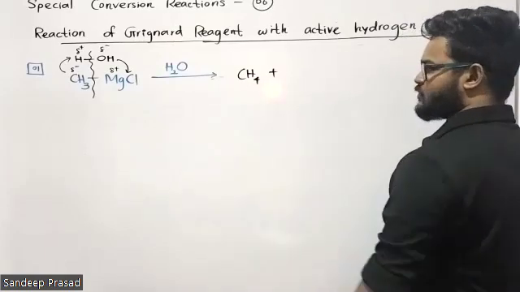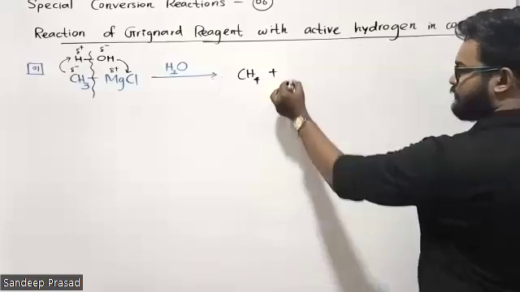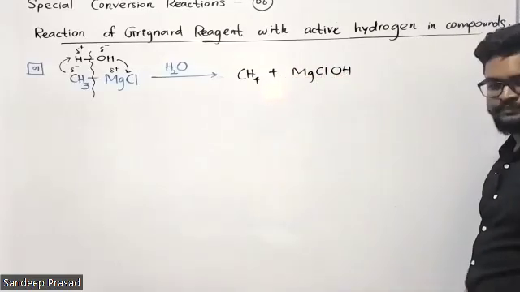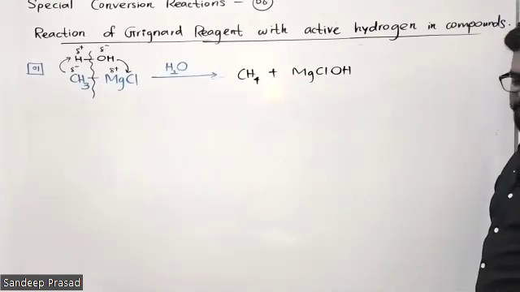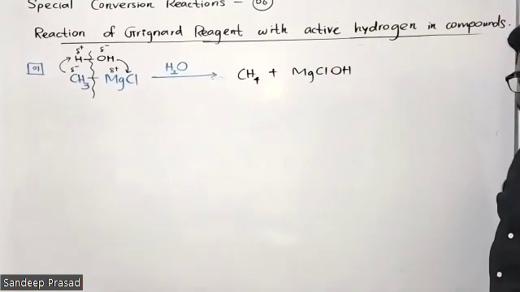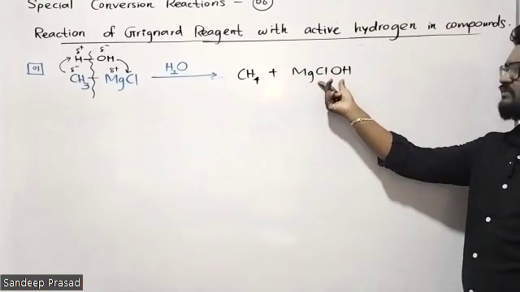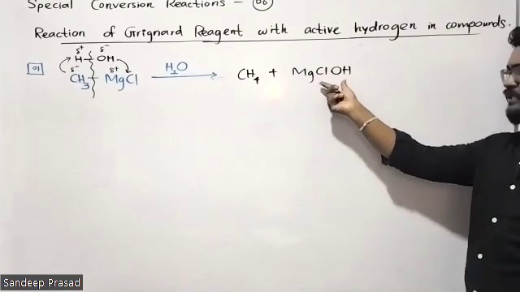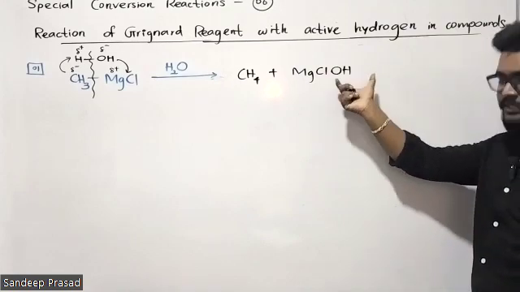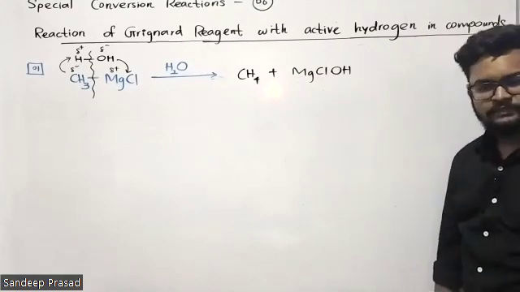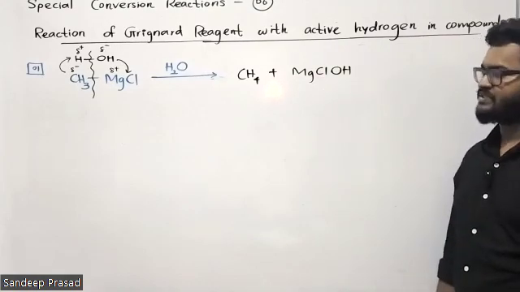Then CH3 is added to one hydrogen, giving methane. Next, MgClOH. Can you understand? MgClOH, or OH-MgCl, you can write that as you wish, because we are just considering this as the byproduct. I'll tell you where we have to consider it more. But in these kinds of cases, we don't have to worry about that. Understood? This is the first example.